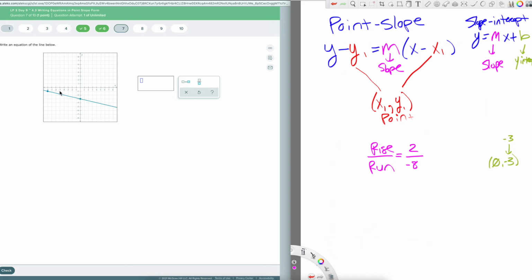That's all this is. We do need to simplify this, though, because they can both divide by 2. So 2 divided by 2 is 1, and -8 divided by 2 is -4. So here is our slope and our y-intercept. We can use point slope here. There's no reason we can't. y equals x, and I have this one.